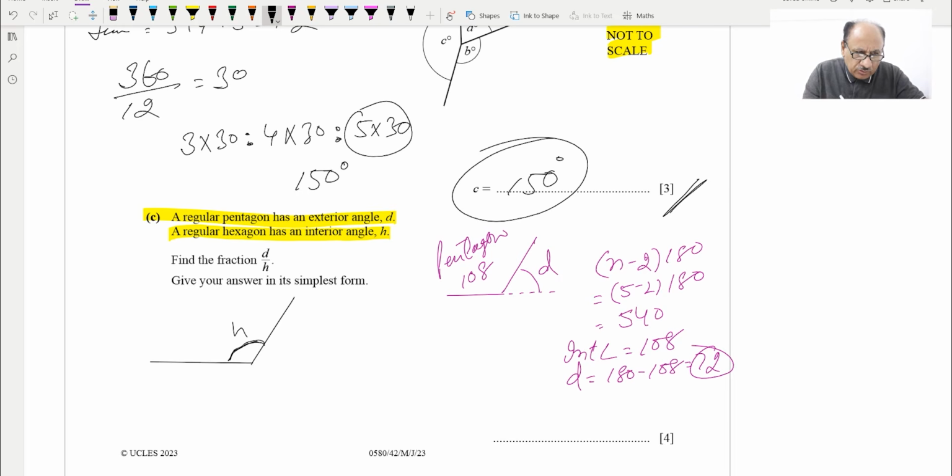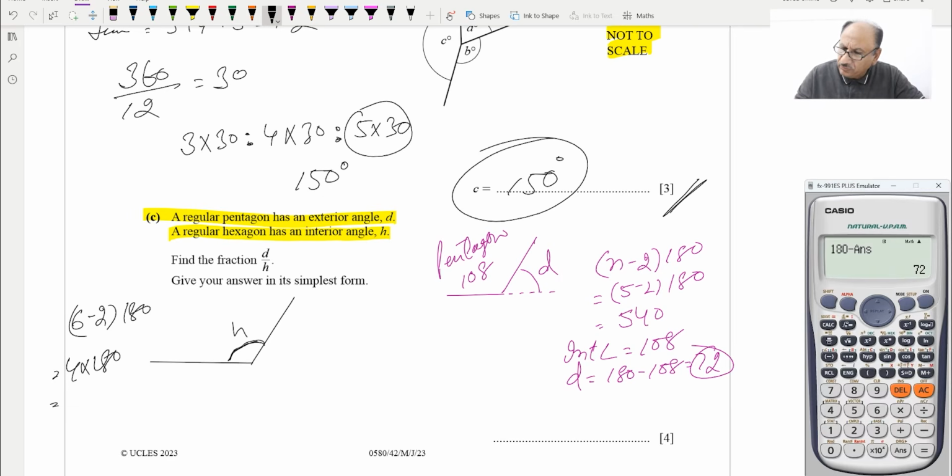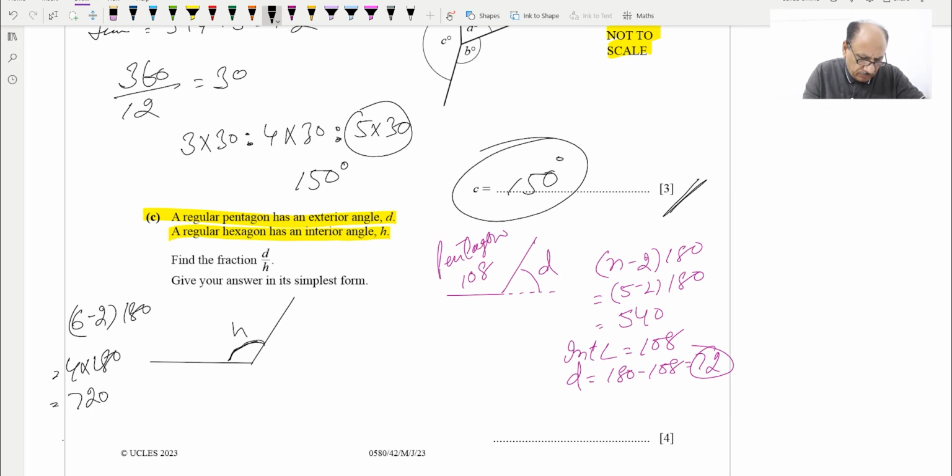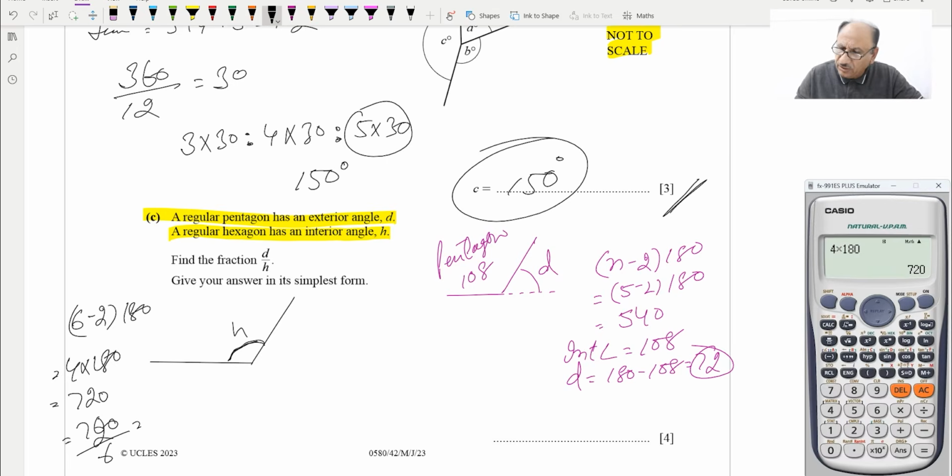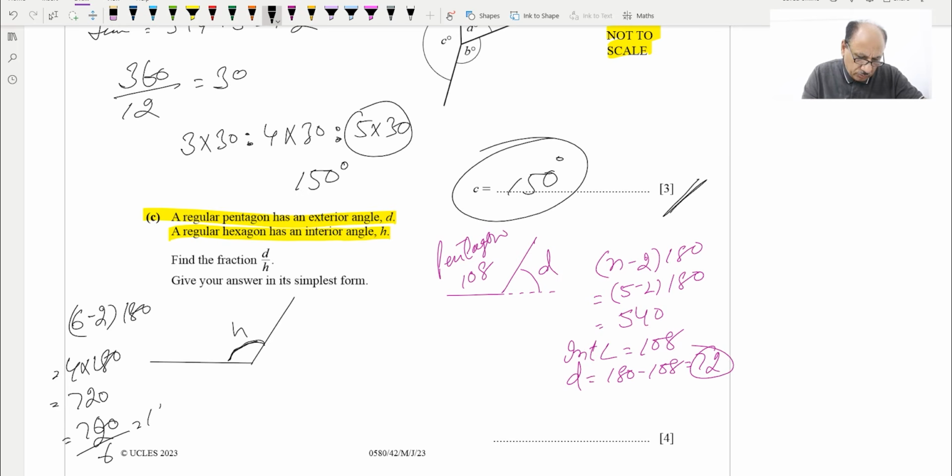The hexagon has 6 sides, so this will be 6 minus 2 into 180. So this will be 4 into 180, which is equal to 720. So 720 will be divided by 6 to find one interior angle. Divided by 6 will be equal to 120. So the interior angle will be 120. So h is equal to 120.